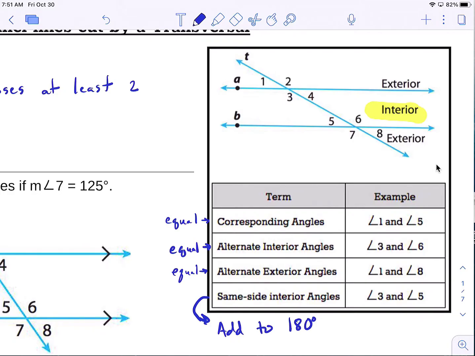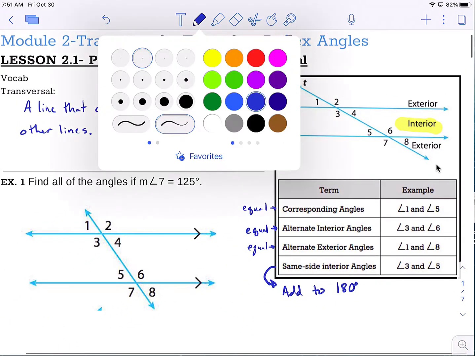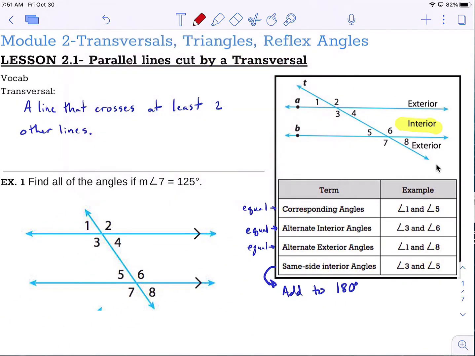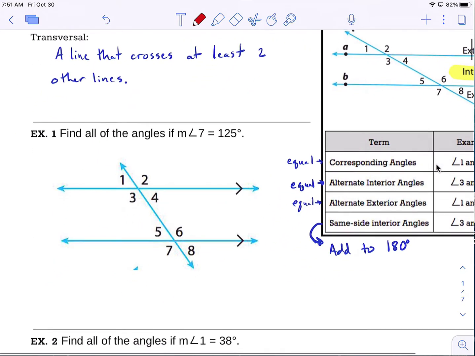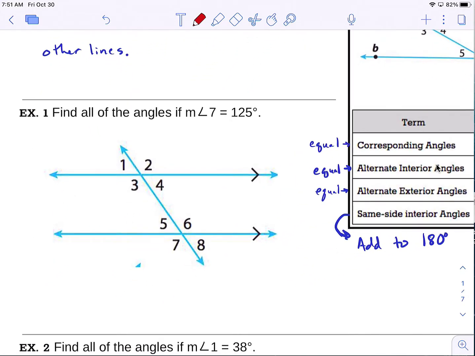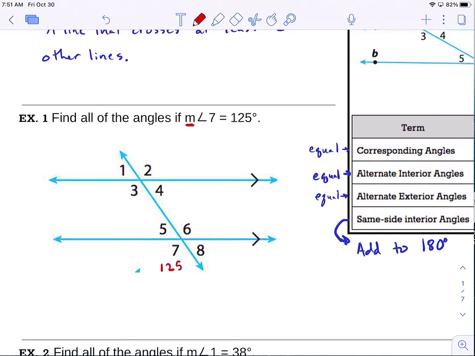Okay? So we're going to go over here to example 1, and we are going to go through all 4 of these vocab words and figure this out. It says find all of the angles, if M stands for measure, if the measure of angle 7 is 125 degrees. So angle 7 is 125 degrees. Now we're going to find the other ones, all 7 of them.